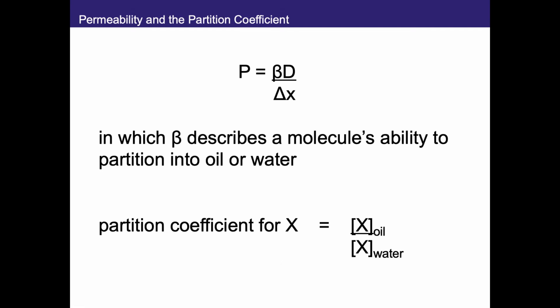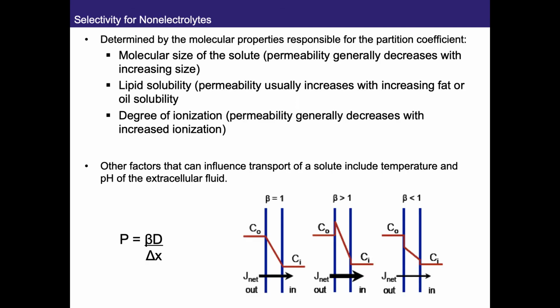All right, so let's go to this one. Again, some description at first. We've kind of talked about this already, but I'll give it to you formally. How do we think about selectivity for non-electrolytes? This is determined by the molecular properties responsible for the partition coefficient. Usually it's the molecular size of the solute. The smaller the size, the easier it is to partition into the membrane. Then the lipid solubility: hydrophobic molecules tend to easily move into the membrane as opposed to lipophobic or hydrophilic molecules. And then the degree of ionization. If it has a charge associated with it, it's not going to easily move into the membrane interior.